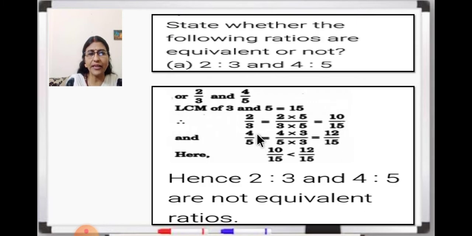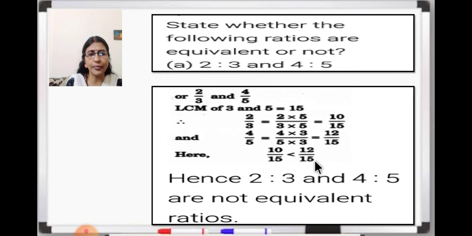Same way, the next one also 4 upon 5. Here 5 is there in the denominator. So you are going to multiply both numerator and denominator by 3. Now here you can see you will get 15, here 12. So now you can easily compare because the denominators are same. So we'll write 10 upon 15, here 12 upon 15.